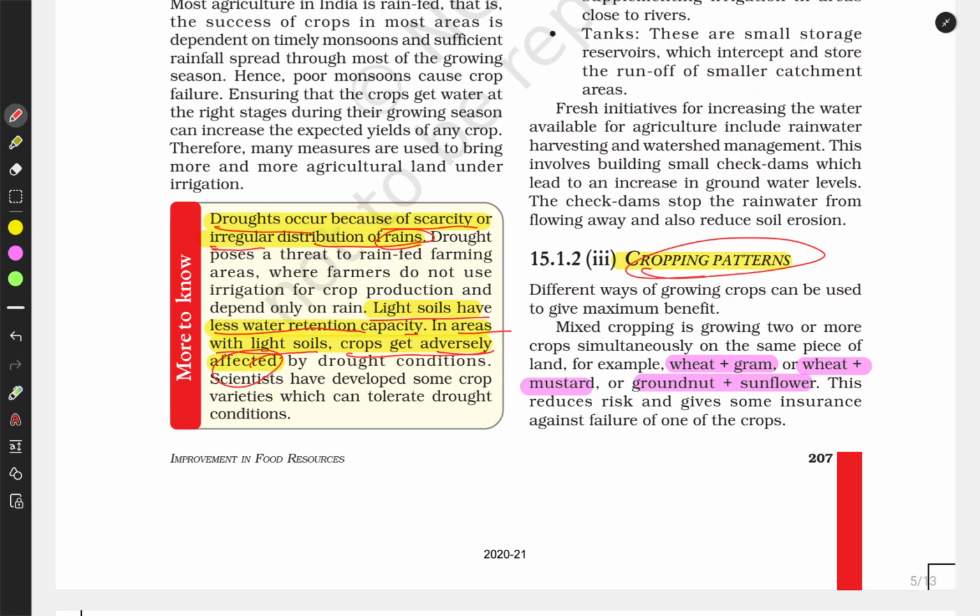Cropping patterns: there are some crops which, when mixed together, form a good combination, and they use the maximum nutrients from the soil, like wheat and gram, wheat and mustard together, and groundnut and sunflower. This reduces risk, giving some insurance against the failure of one crop.